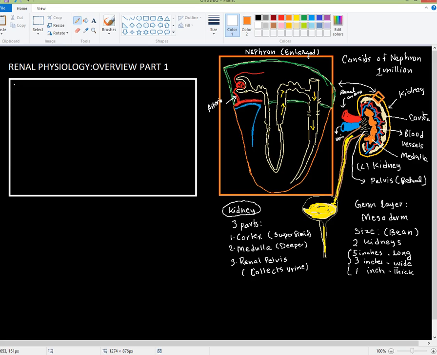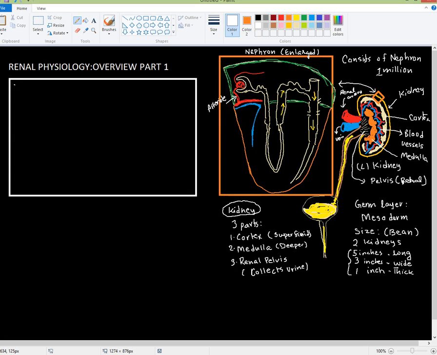Arteriole is when the artery branches into smaller diameter vessels. It's very thin, and then it's called arteriole. So it is entering. It's taking the blood, and it's entering the glomerulus, the Bowman's capsule.